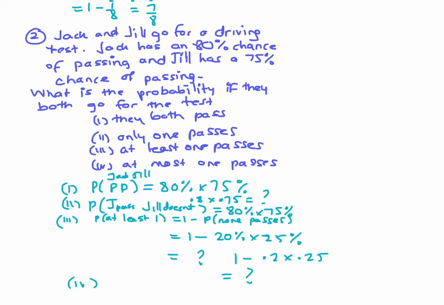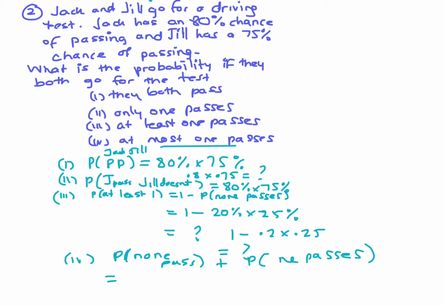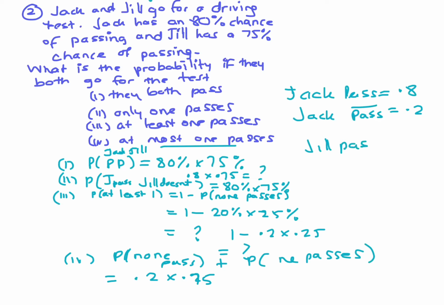Okay, and part 4, at most one passes. So at most one passes means that none of them pass, or, which is a plus, one passes. So none of them passes would be 0.2 times 0.75. Let's just get this straight: Jack passes, that would be 0.8, and Jack doesn't pass, that would be 0.2. And Jill passes, that would be 0.75, but Jill doesn't pass, that would be 0.25.